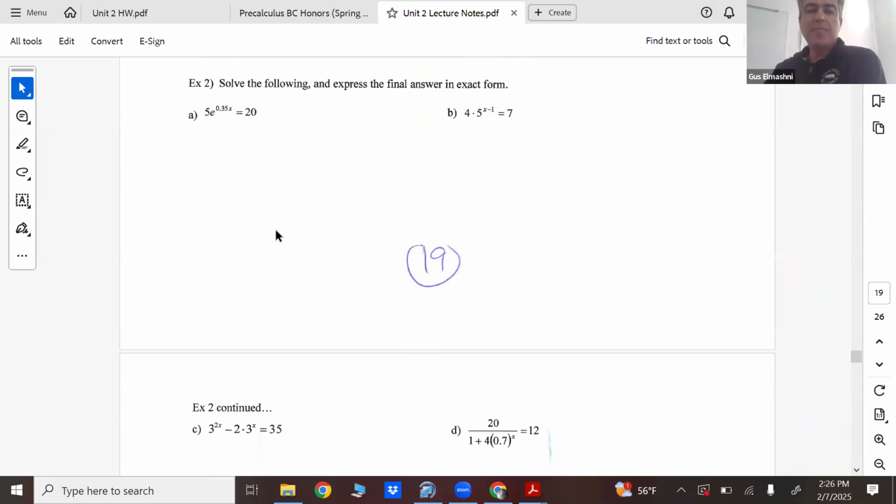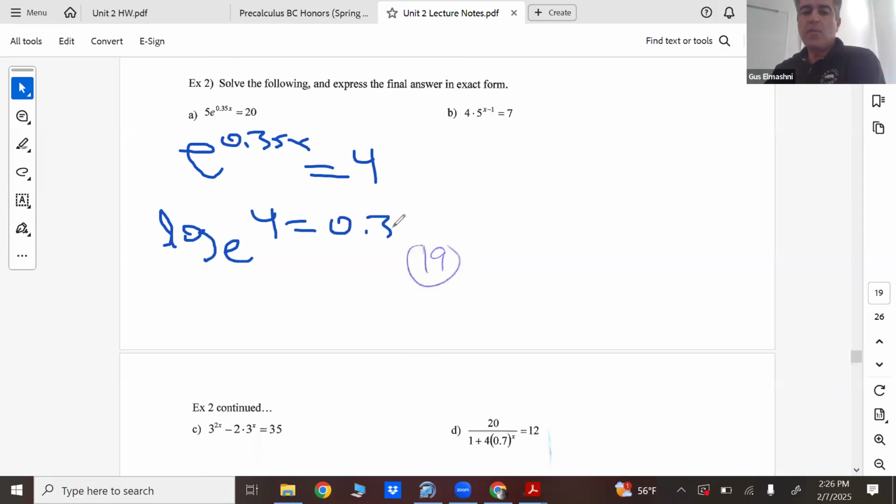So let me show you how I do A. Divide by 5. Now you could take the log of both sides. Actually, do you guys like that? You want to take a log of both sides? What else could you do? Or just rewrite it like this. Natural log would be way easier. Sorry, let me clarify. Do you guys prefer I take natural log of both sides or rewrite as a log equation?